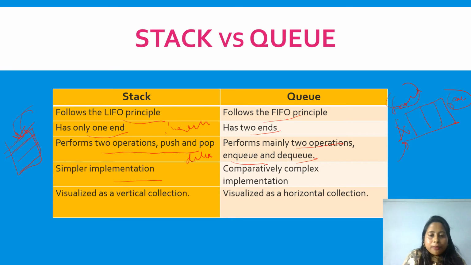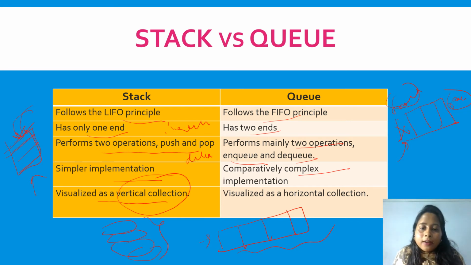Now stack is a simpler implementation, whereas if we compare queue with stack, then it is a little more complex implementation. Now if we visualize stack, it's a vertical collection, for example a stack of disks. Whereas queue, if we visualize it, can be a horizontal collection. If we consider students standing in a queue, it's horizontal, whereas a stack of disks is vertical. So those are some of the differences of stack and queue.